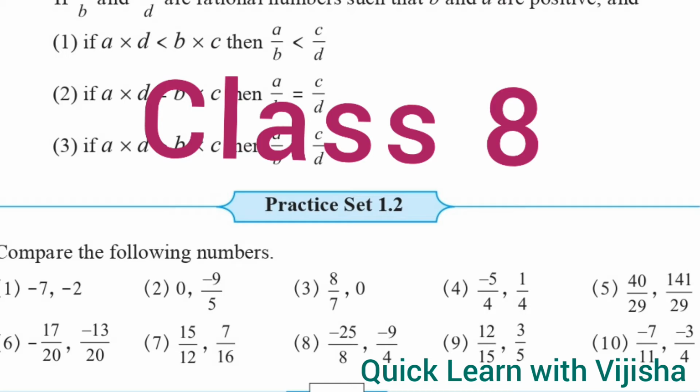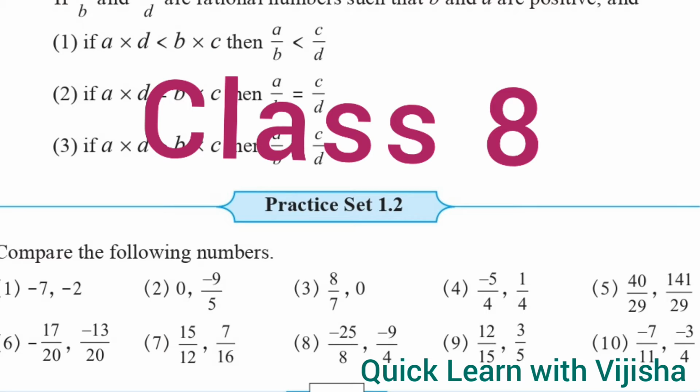Today we will see set 1.2. Here the questions are given as compare the following numbers. All are mostly unlike fractions, so we have to compare the numbers. We have to find which is the greater and which is the smaller number. So let's solve each and every sum to clear the concept.